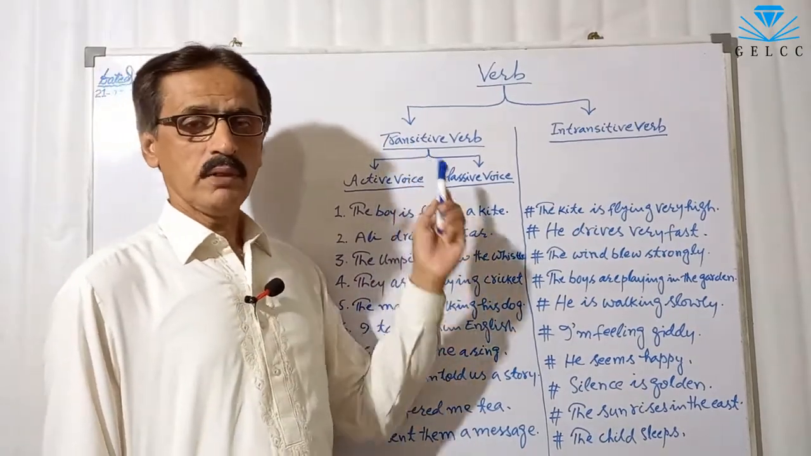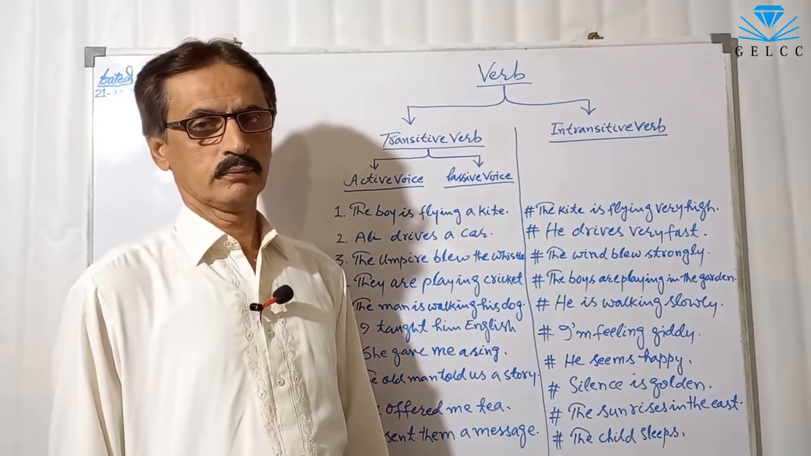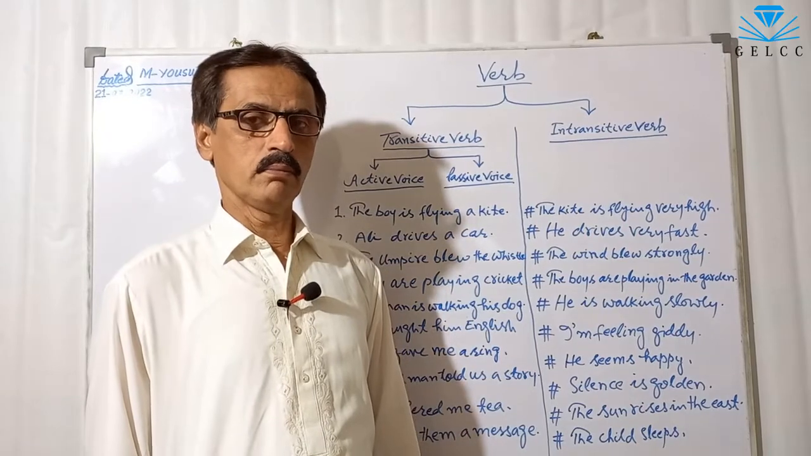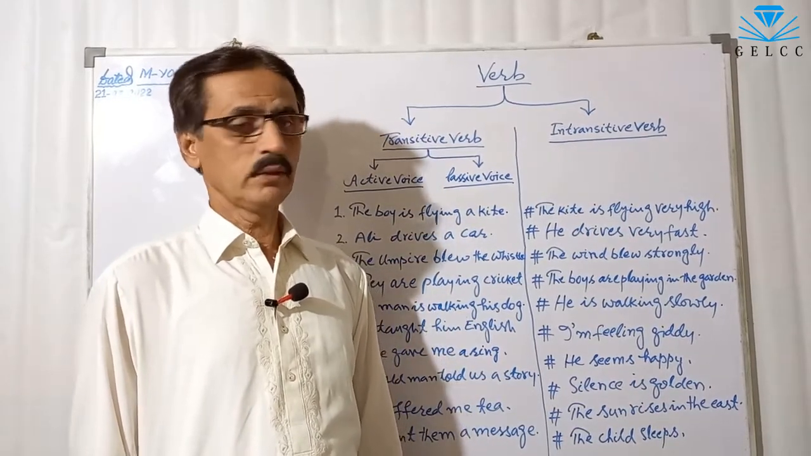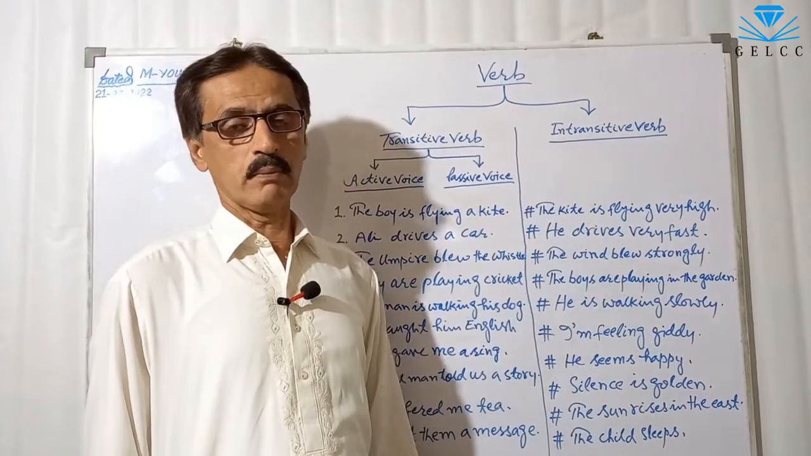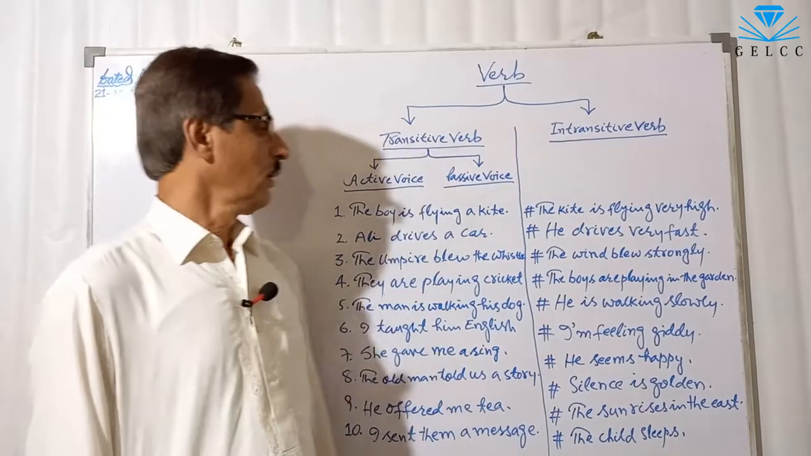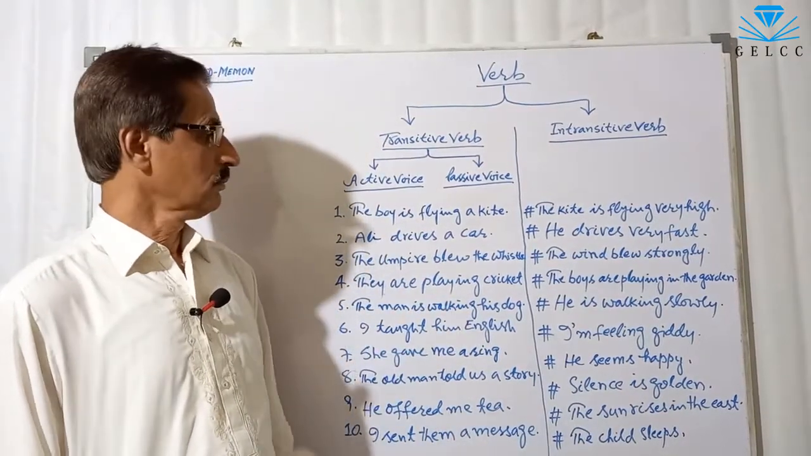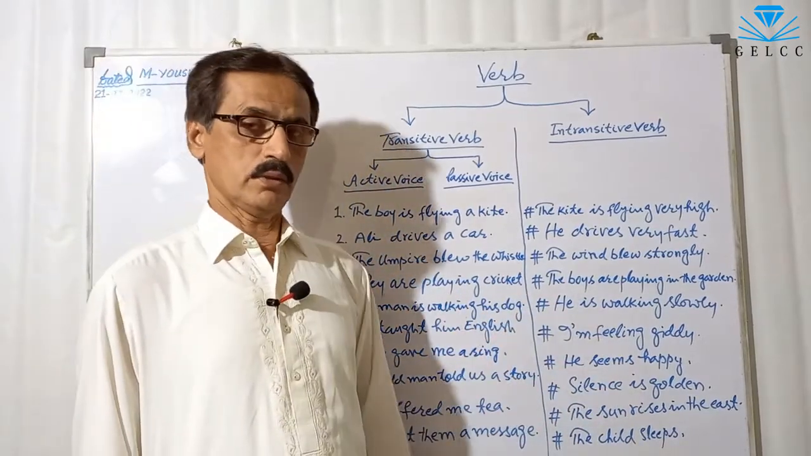Transitive verb is that verb which requires object, and intransitive verb is that verb which does not require any object, but it requires complement to complete its sense. I have written these 10 sentences of transitive verb and intransitive verb.